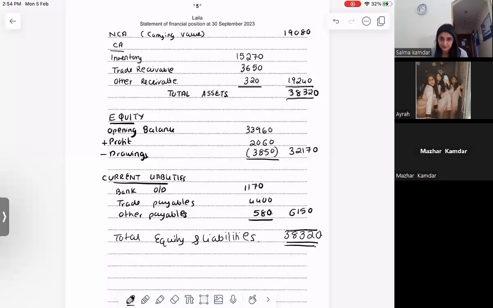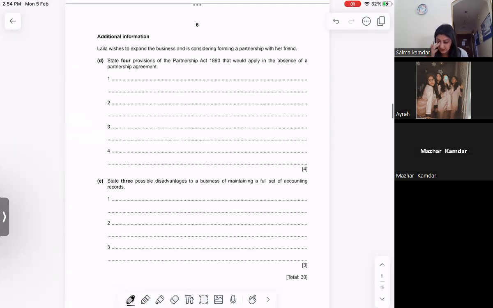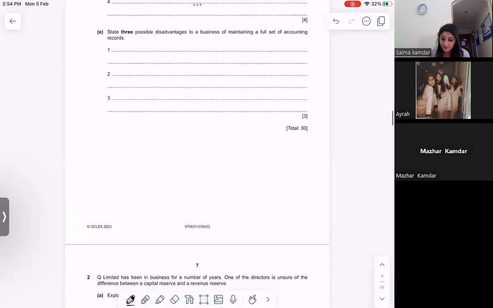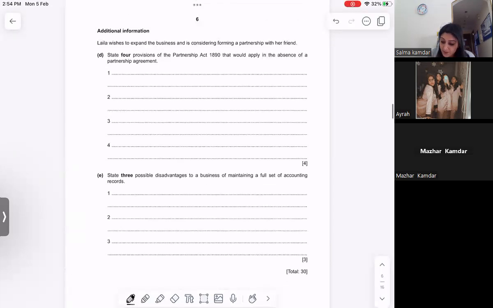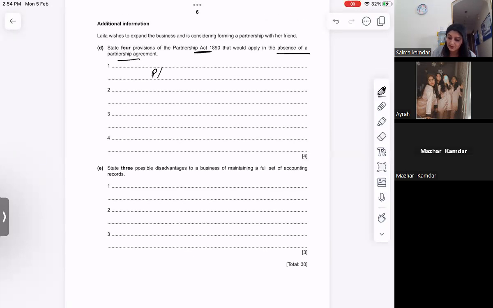Come on, let me discuss this and then you can do it. For the provisions of the Partnership Act 1890 that applies in the absence of agreement, if there is no agreement, what happens? You split the profits equally. Profit and losses are shared equally. What else?